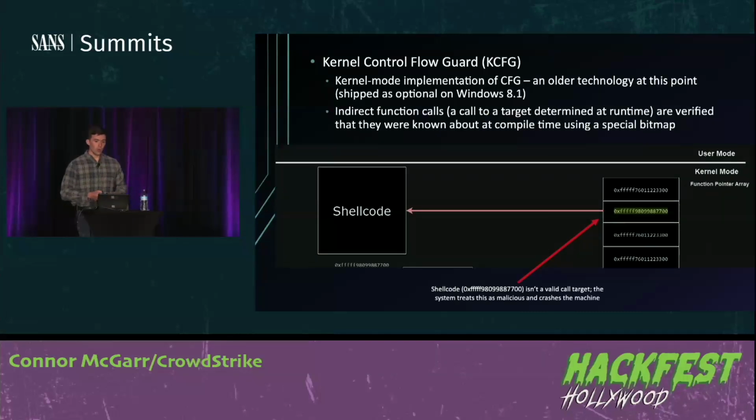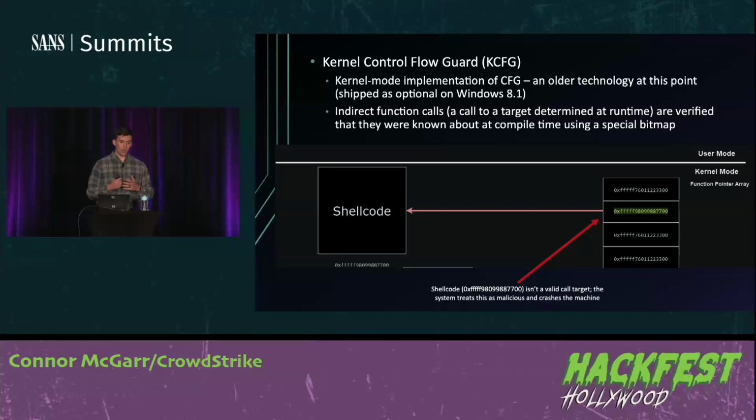Kernel control flow guard. Many of you have probably heard of control flow guard. It's actually fairly old at this point. It was shipped as optional in Windows 8.1. And effectively what happens is it protects indirect function calls. An indirect function call is basically a call that happens to a target that was computed at runtime, so through a register or a pointer.